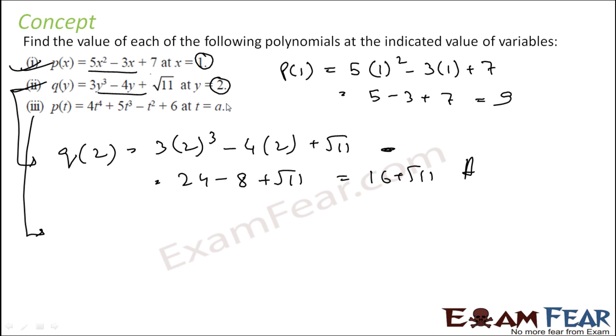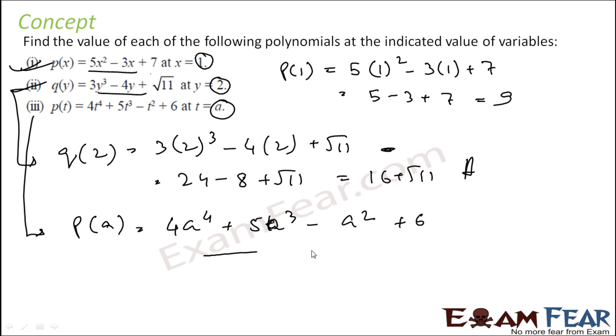Let's talk about this third polynomial at t is equal to a. So I have to find p of a. Replace t with a. So t4 becomes a4 plus t5, t3 becomes 5a3. T square becomes a square and plus 6. So this will be the value. Nothing great. You have to just substitute the value of x as 1 in the first polynomial, y as 2 in the second polynomial, and t as a in the third polynomial. I believe you must have done these kind of questions in your past classes.